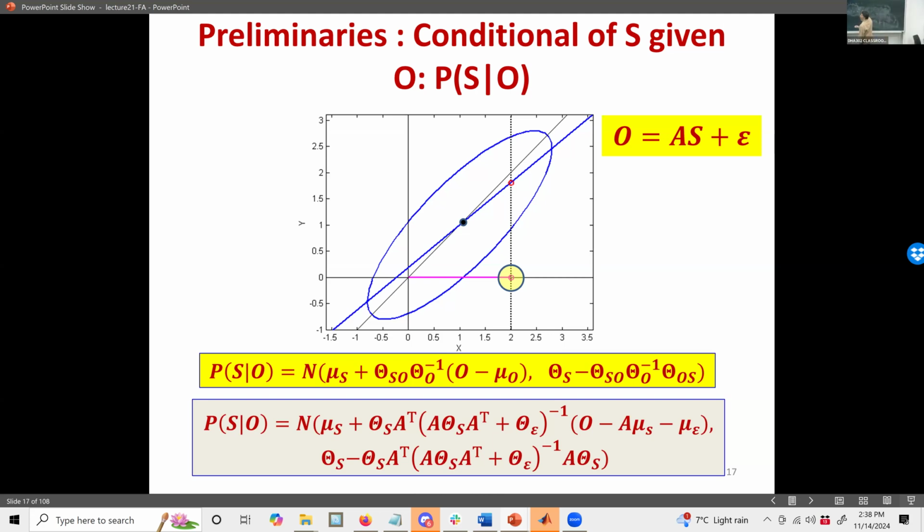We will see in a bit if I can actually get all the way to the end of class. Plus, I just add this, right? This is theta SO times theta O inverse O minus mu O. And the variance is theta S minus theta SO, theta O inverse theta OS, where theta O and theta S are defined up there.